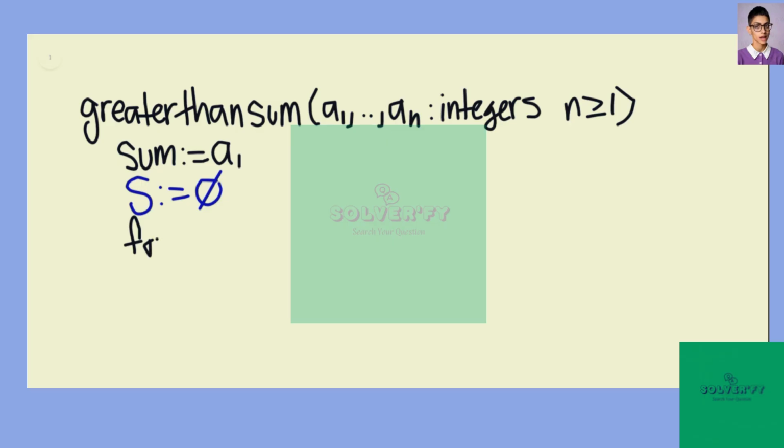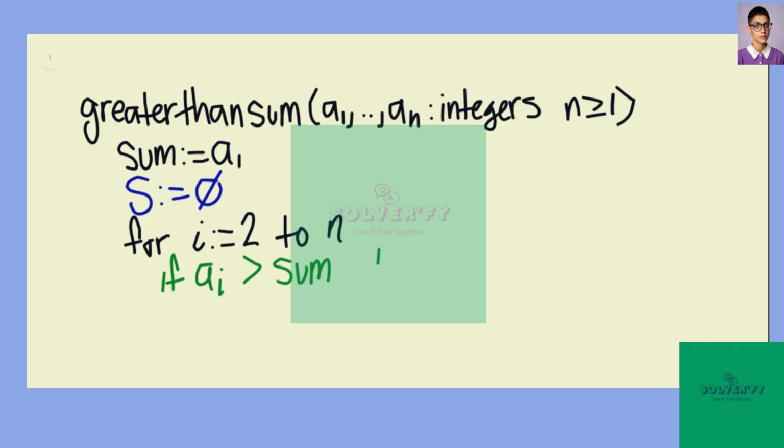Right, and so then for i that runs from the second index to the final index, we'll say if that particular element is greater than the sum, which is exactly what we're checking for, then we want to add that element to our set. So we can let the set be equal to the set with the element added to it.